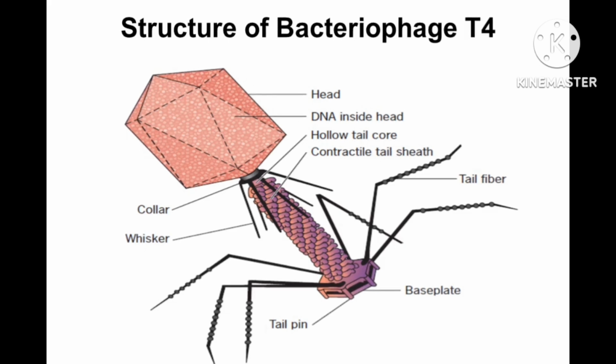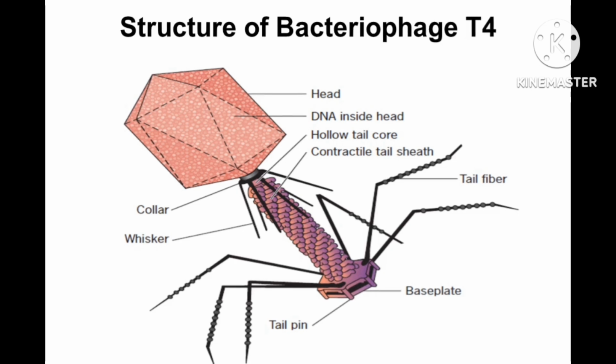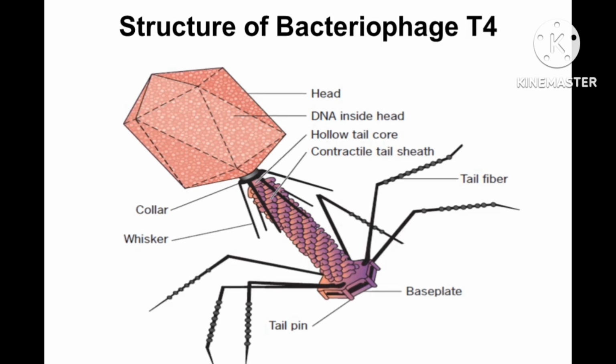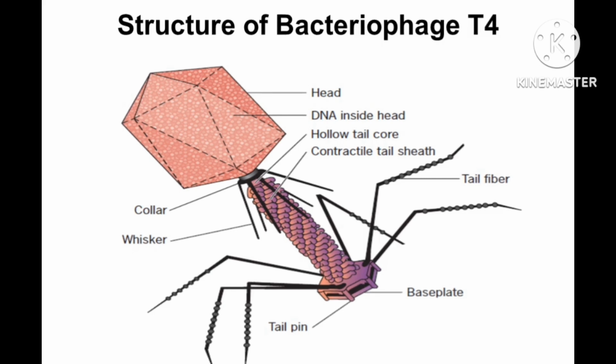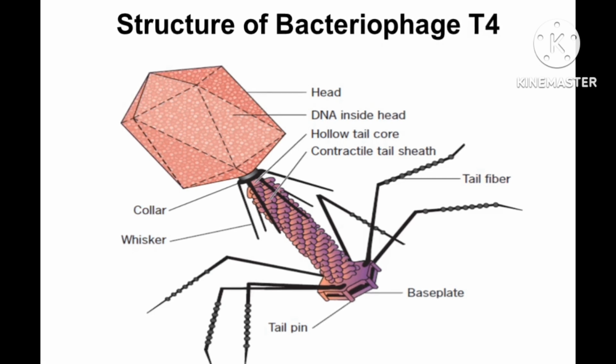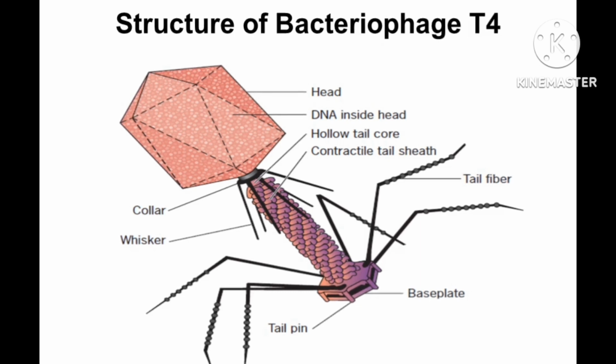This is the structure of Bacteriophage T4, which has a double-stranded DNA molecule inside the proteinaceous head, a hollow tail core through which the phage DNA is injected into the host cell, and a contractile tail sheath that contracts and pushes the tail core through the host cell wall. 6 tail fibers are there that are used to locate receptors on the host cell, and the tail pins on the base plate help to attach to the receptors that are present on the host cell.